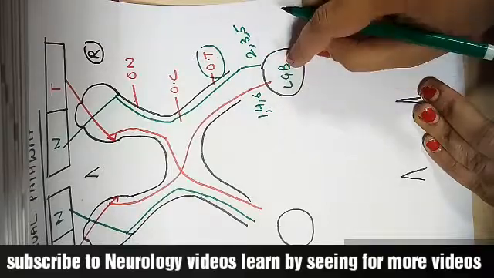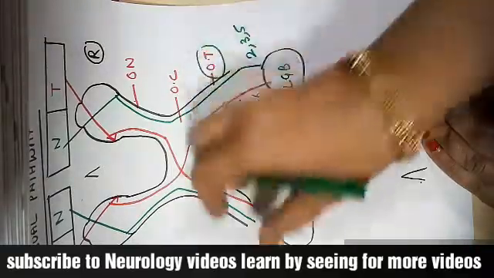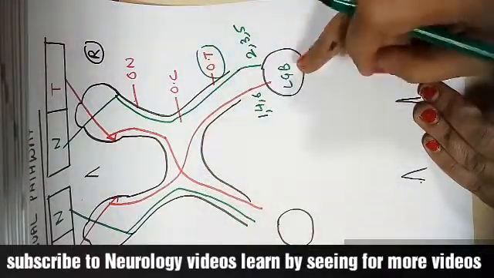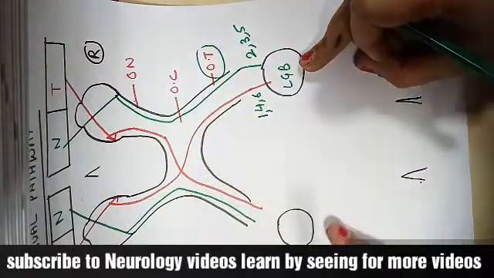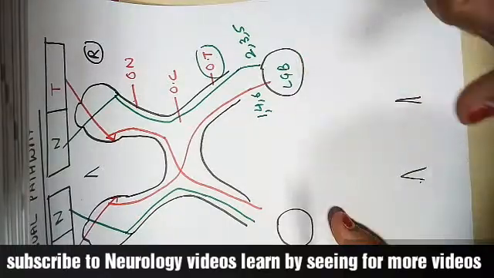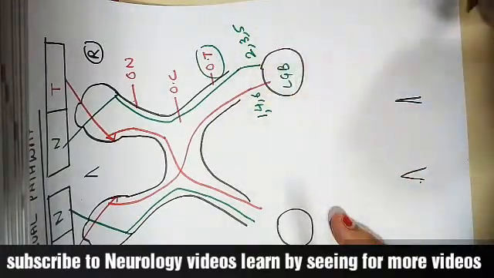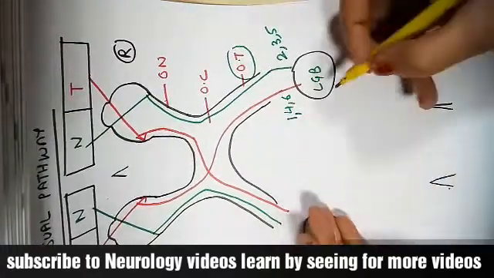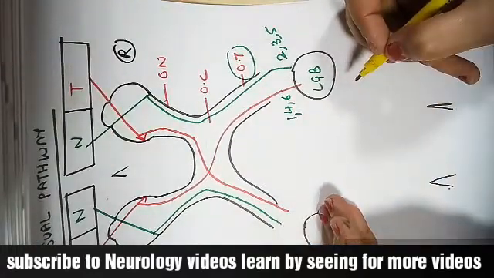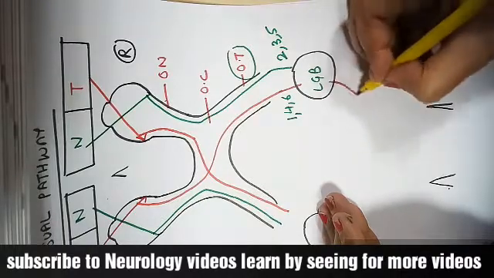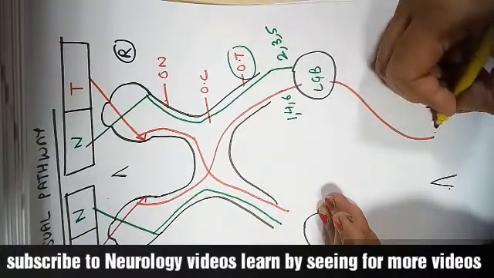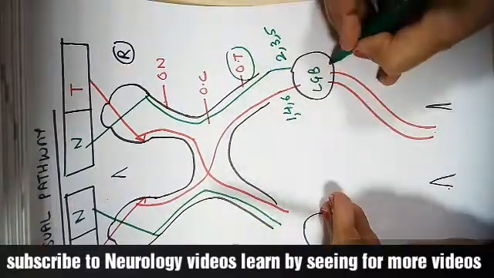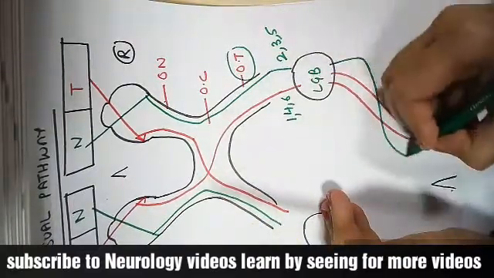Till the fibers reach the lateral geniculate body, they are in closed bundles. We have this tract, the right and the left optic tract. But after relaying in the lateral geniculate body, they will spread out. So they will form the optic radiation. Now, in the optic radiation, we have two types of fibers. These are the superior fibers and the inferior fibers.